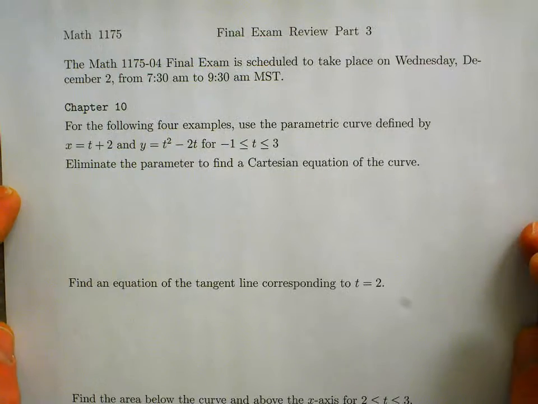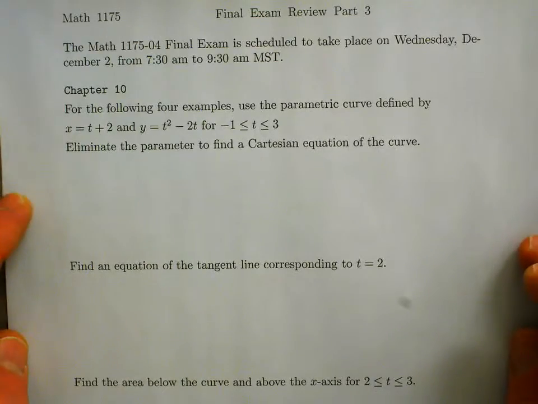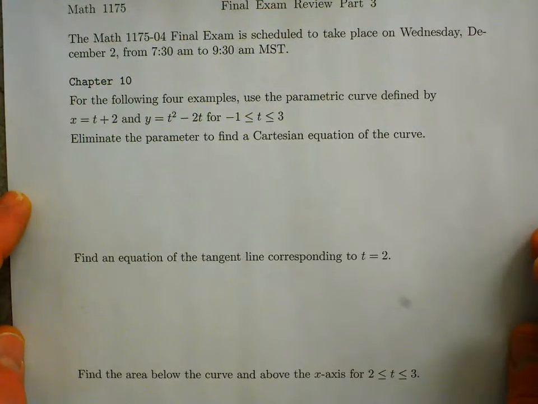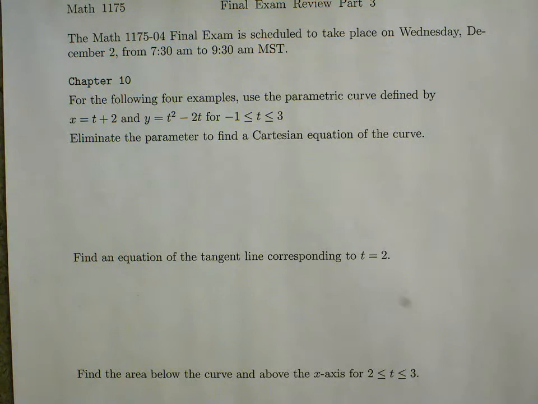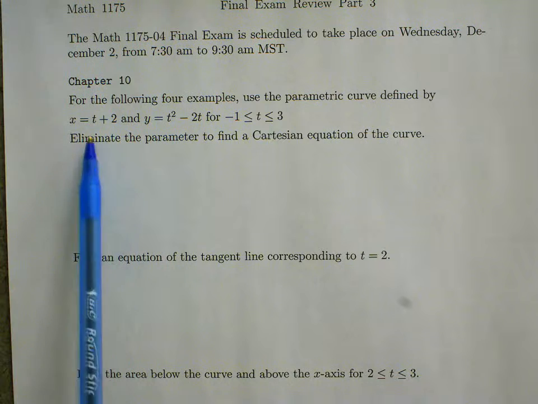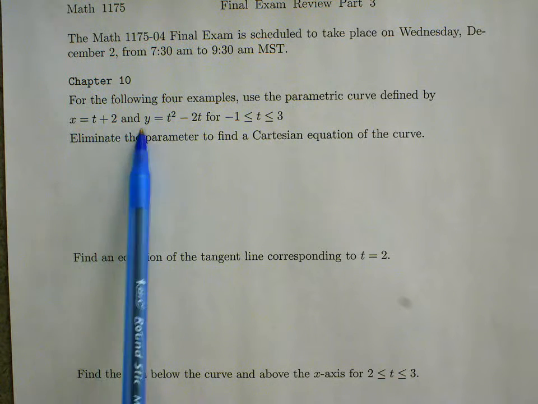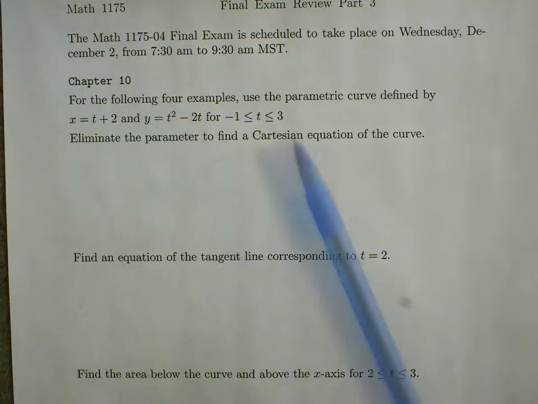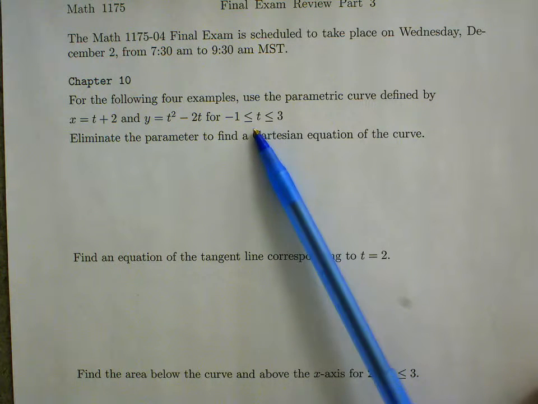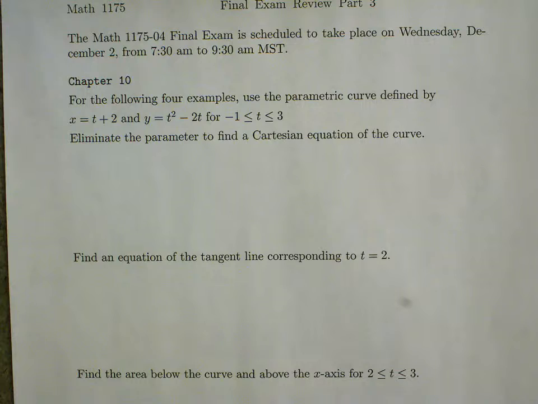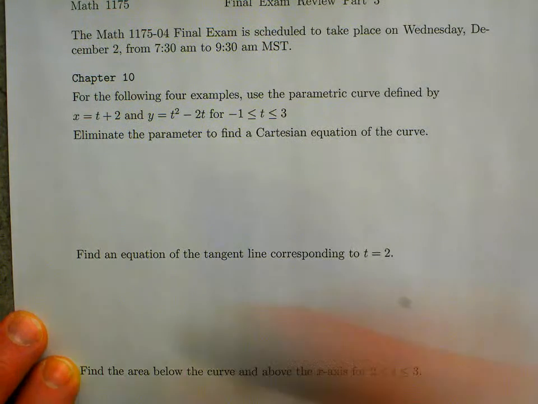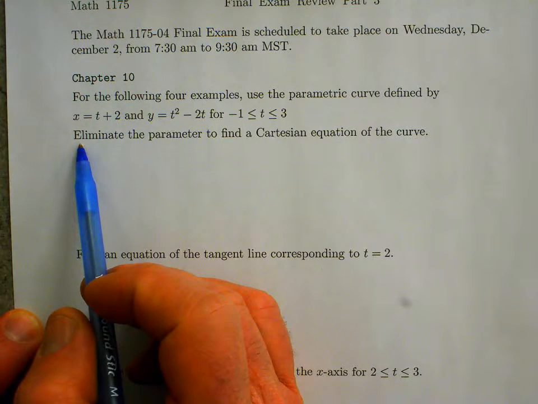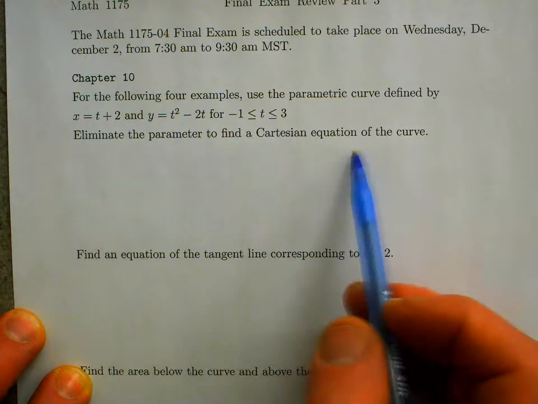Okay, then some material from chapter 10. The following 4 examples use the same parametric curve defined by x equals t plus 2 and y equals t squared minus 2t, for values of t between -1 and 3. So in the first one, eliminate the parameter to find a Cartesian equation for the curve.